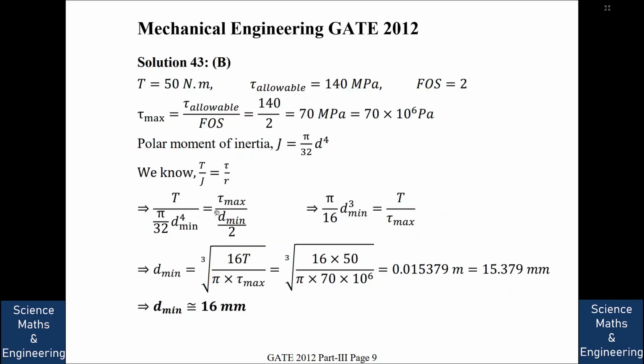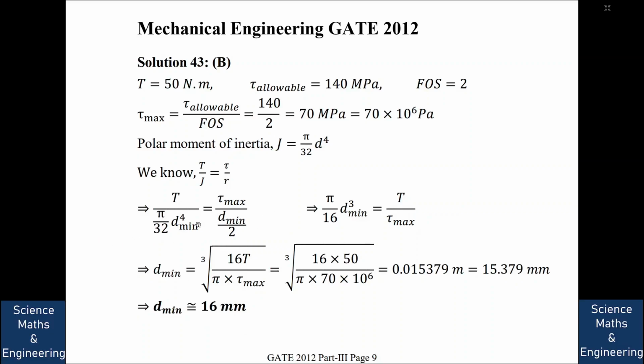Okay, is equal to tau max divided by R is what? d min by 2. So from here we get pi by 16 into d min cube is equal to T by tau max. So from here we get d min is equal to cube root of 16T divided by pi into tau max. We know torque T is already 50 Newton meter. So we get from here 15.379 millimeter. So d min is approximately equal to 16 millimeter.